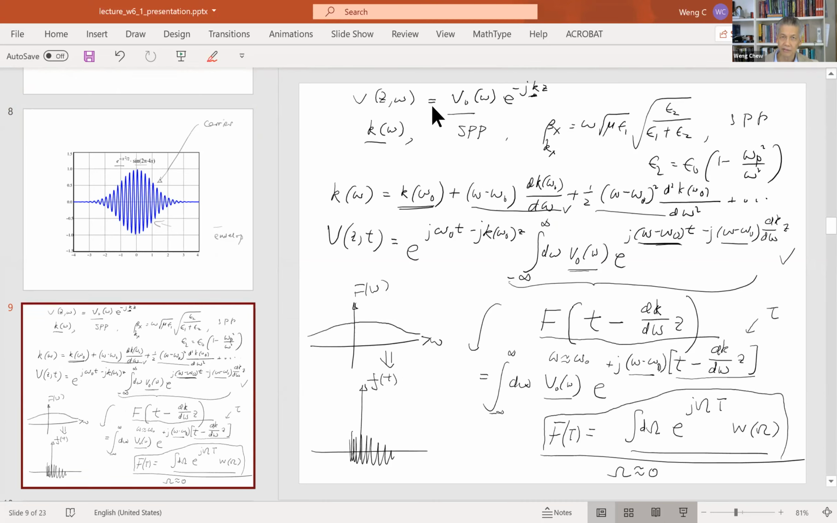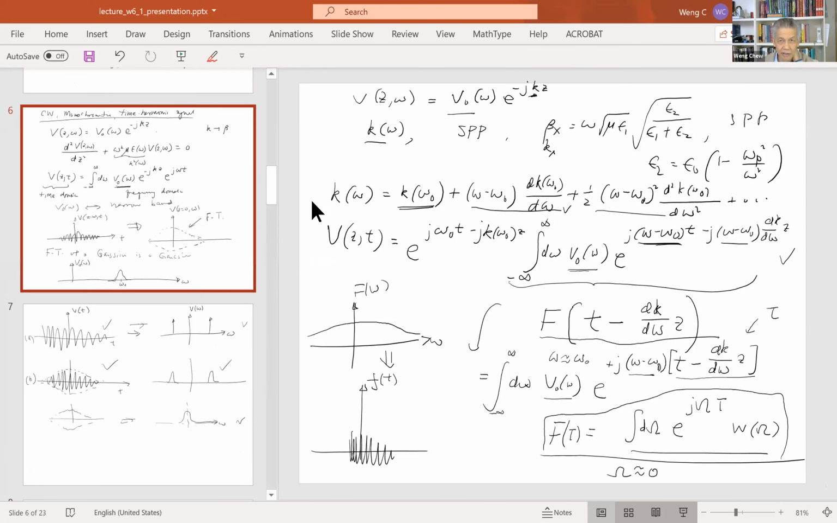And we have found this k of omega before for the surface plasmon polariton. We found this to be the case. It is actually a very complicated function of omega. So in order to analyze the velocity of propagation of this wave packet, we take this Fourier transform. We find the Fourier transform representation of this, where this is a narrow band signal, and we plug in the approximation for k in the exponent of this thing.